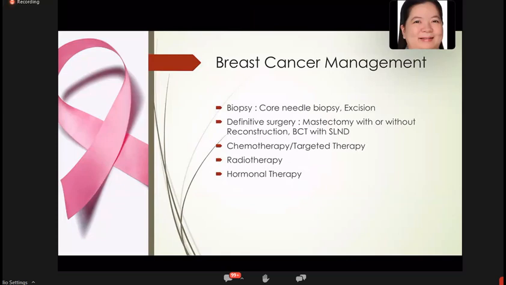Some patients will need to undergo radiotherapy. Not all patients, but there are certain indications for radiotherapy. And again, yung pinakamasayang part na is hormonal therapy.